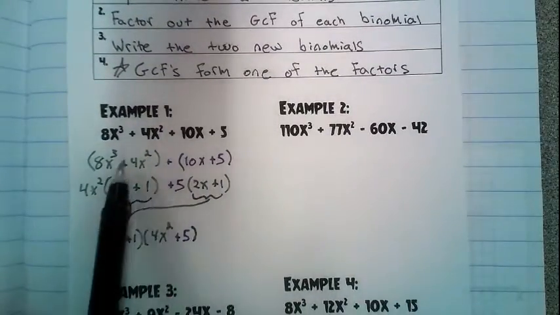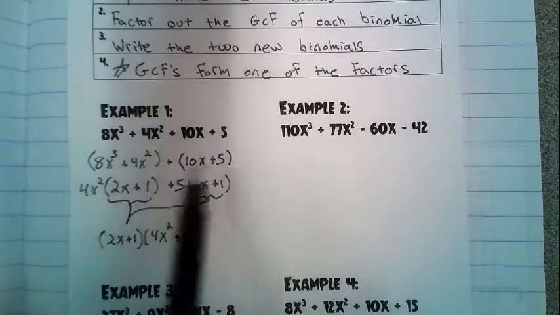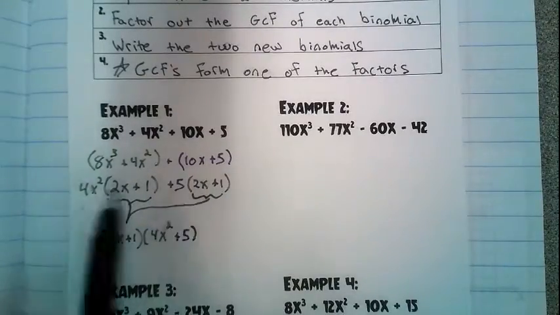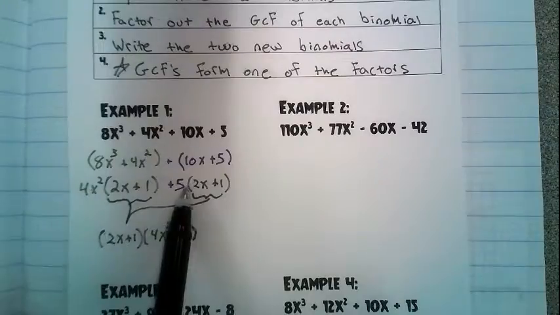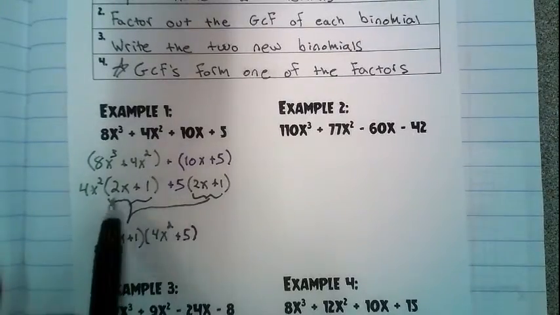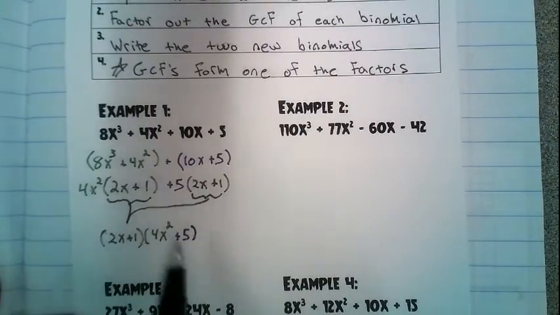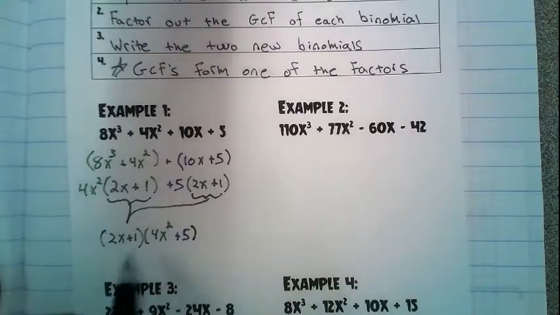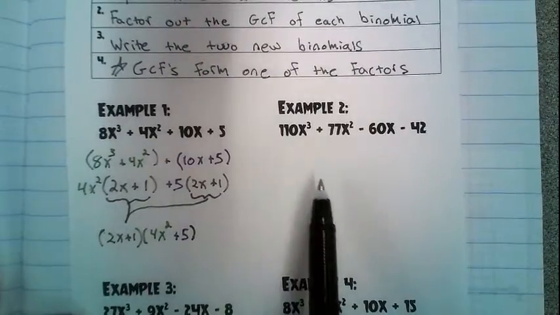You first group them into 2 binomials. You take out a greatest common factor of each one. And that greatest common factor becomes its own factor of your final answer. So let's try example 2.